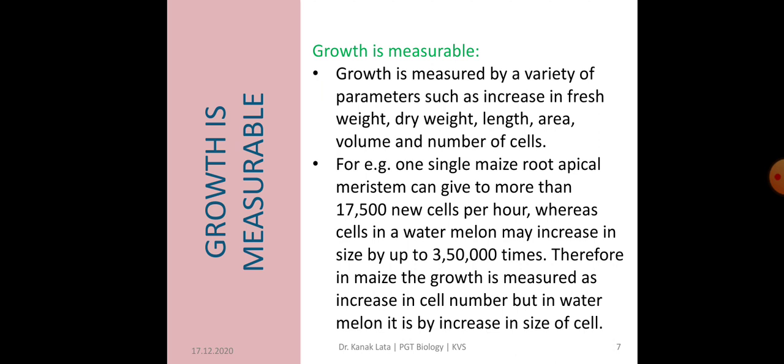For example, one single maize root apical meristem can give rise to more than 17,500 new cells in an hour, whereas cells in a watermelon may increase in size up to 350,000 times. Thus, in maize, the growth is measured by increase in cell number, whereas in watermelon, it is measured by increase in size of the cell.